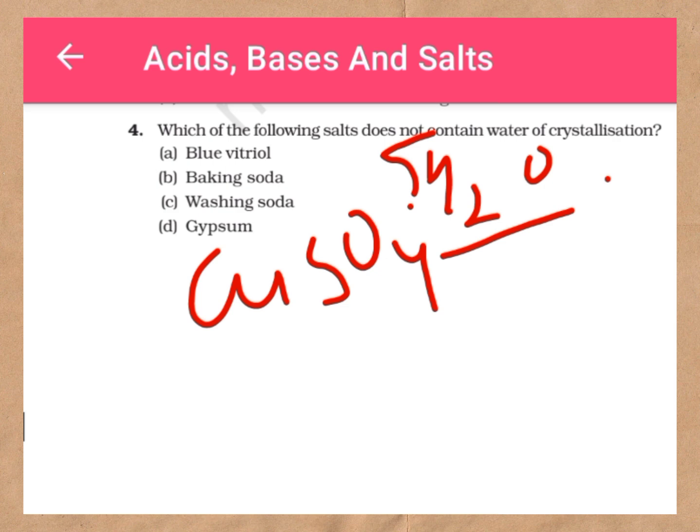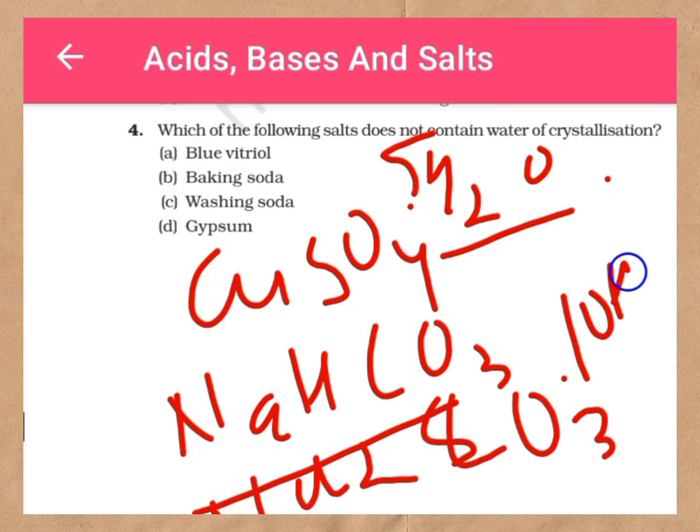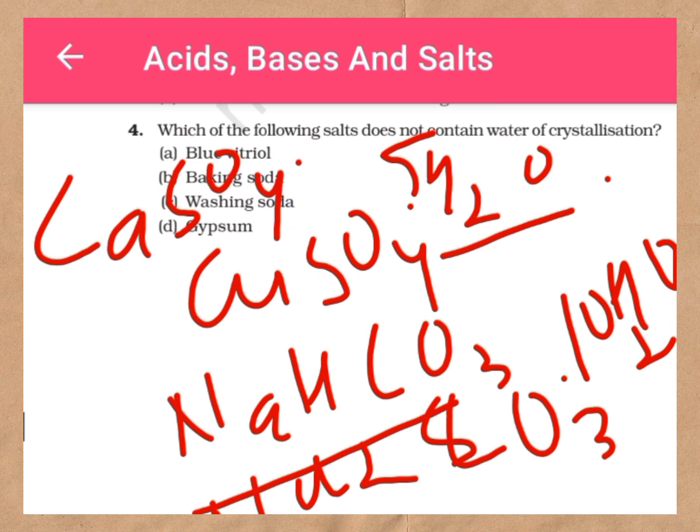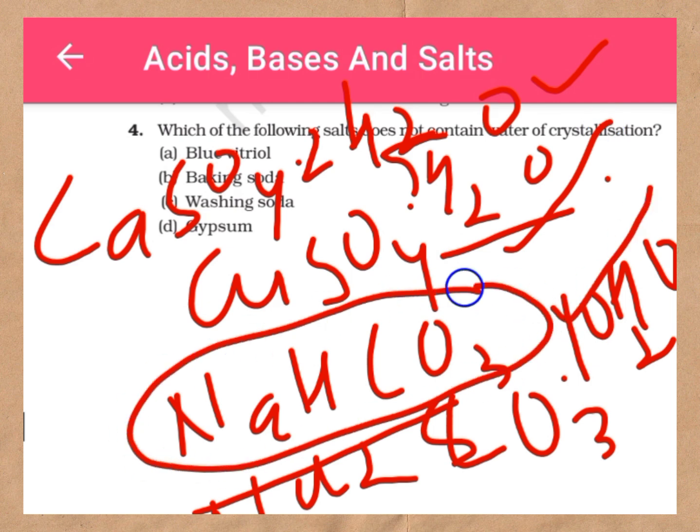Second is the baking soda or the baking powder. Baking powder is sodium bicarbonate. Bicarbonate or the sodium hydrogen carbonate is the same. Next one is washing soda, Na2CO3.10H2O. Next one is gypsum. Gypsum is calcium sulfate dot 2H2O. So the gypsum contains 2 molecules of water, copper sulfate 5 molecules of water, washing soda 10 molecules of water, but the baking soda lacks water. So the answer is baking soda.